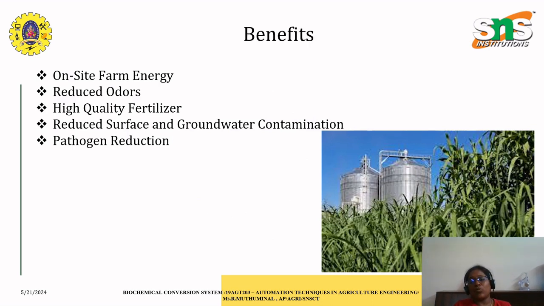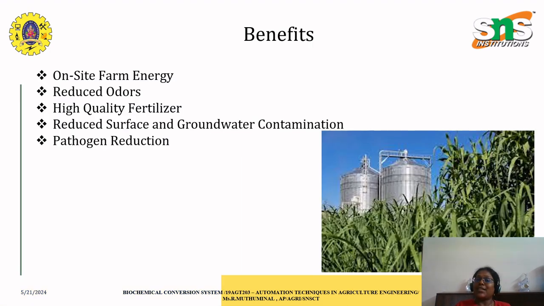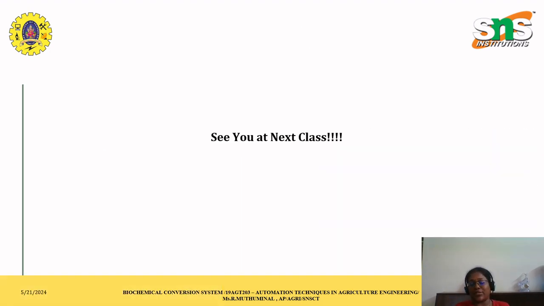The benefits involved in the biochemical conversion system are on-site farm energy, reduced odors, high quality fertilizers, reduced surface and groundwater contamination, and pathogen reduction. These are the things which I have prepared for today's class.